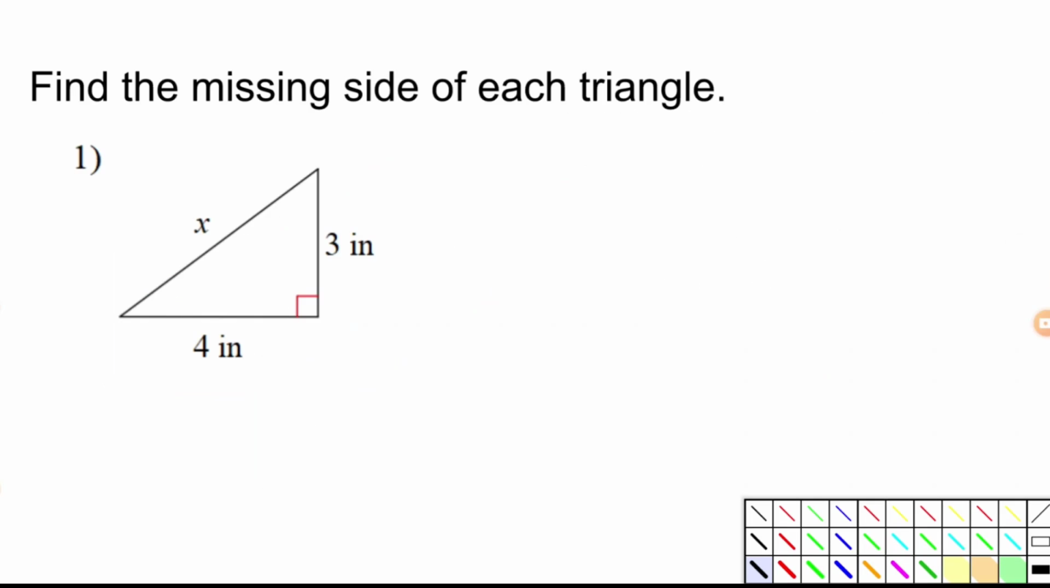Let's solve this problem. It says find the missing side of each triangle. So you see we have 2 sides of a triangle, but we're missing one. We don't know the 3rd side. But we're going to use the Pythagorean theorem because this is a right triangle.